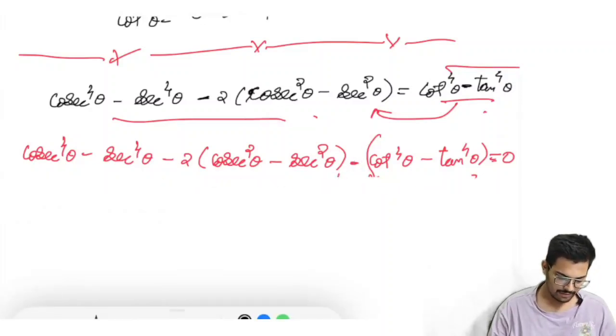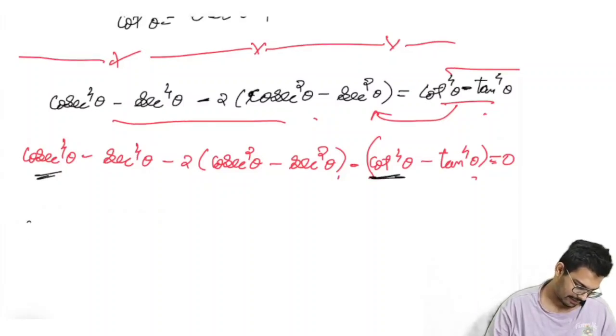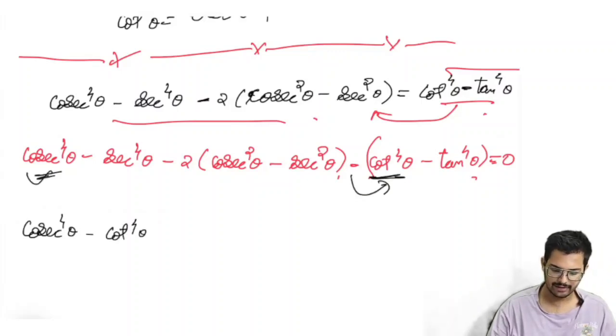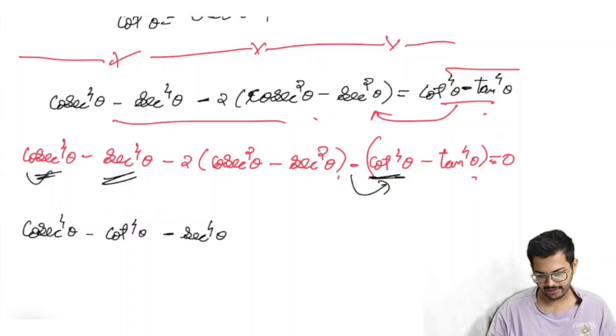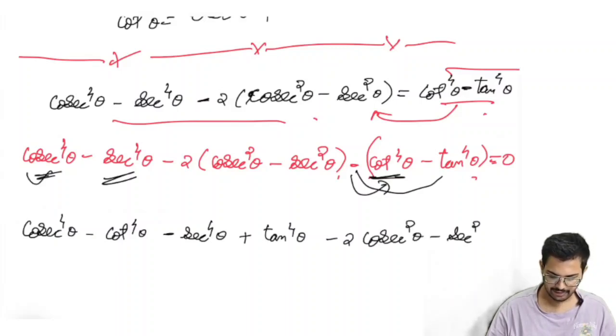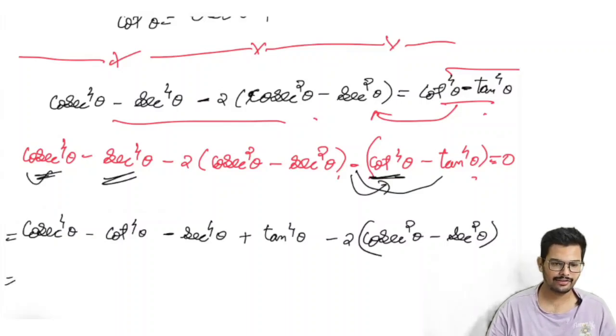In this approach, we can link these two terms, that is cosec^4 θ minus cot^4 θ. I just wrote cosecant. This will be minus of minus, minus cot^4 θ. And again, this will be minus sec^4 θ, and minus of minus will be plus tan^4 θ. Now minus 2(cosec^2 θ − sec^2 θ). So this is the left-hand side, and we need to prove this entire quantity equal to 0.